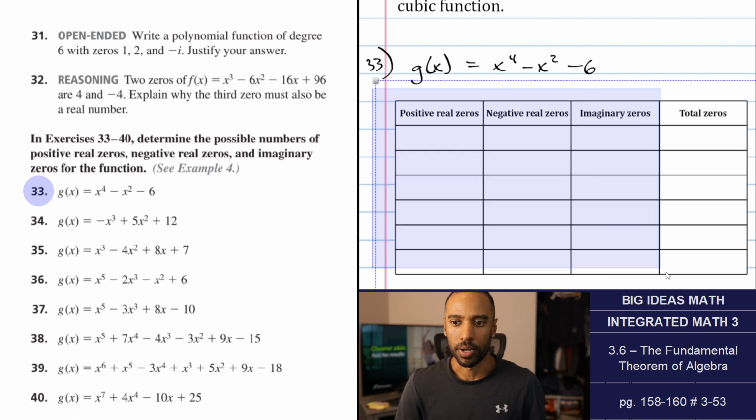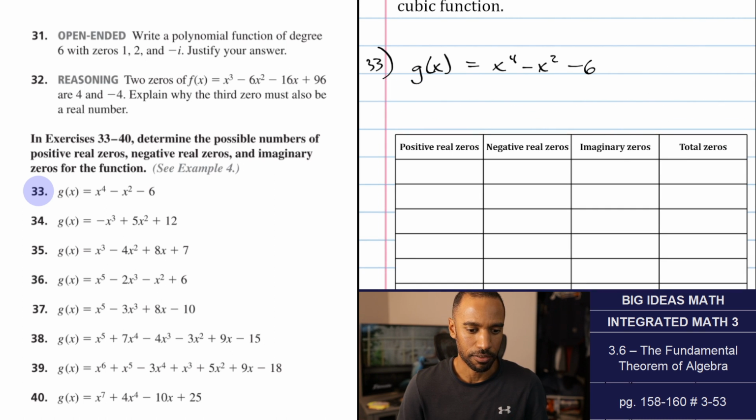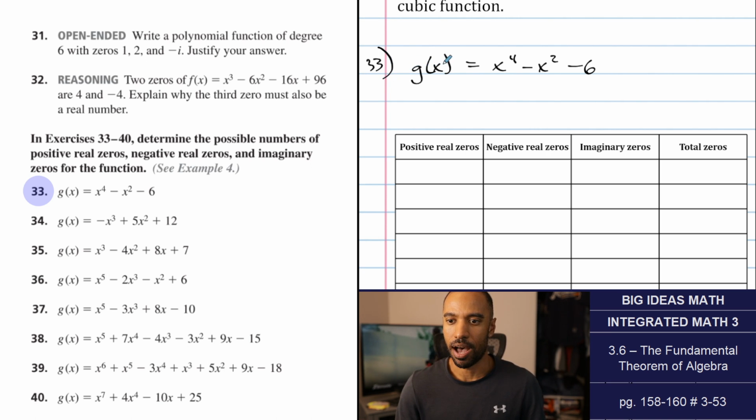Descartes' rule. Actually, let me see what it's called. I have another PDF that has it up. Okay, Descartes' rule states that the number of sign changes in the positive version of this and the negative version of this tells me how many positive and negative real zeros we can possibly have.